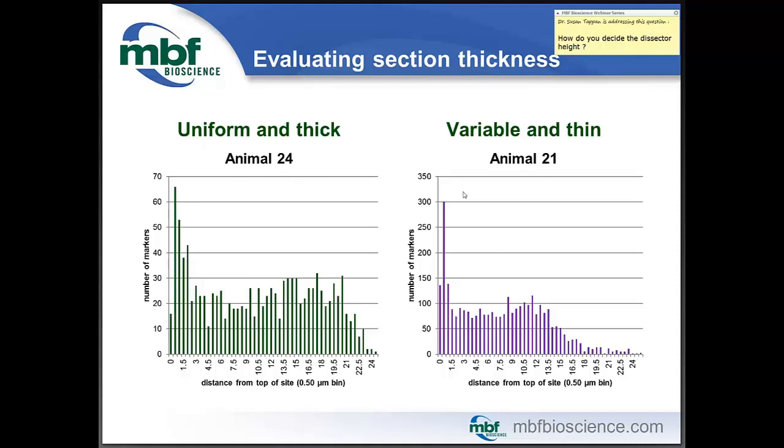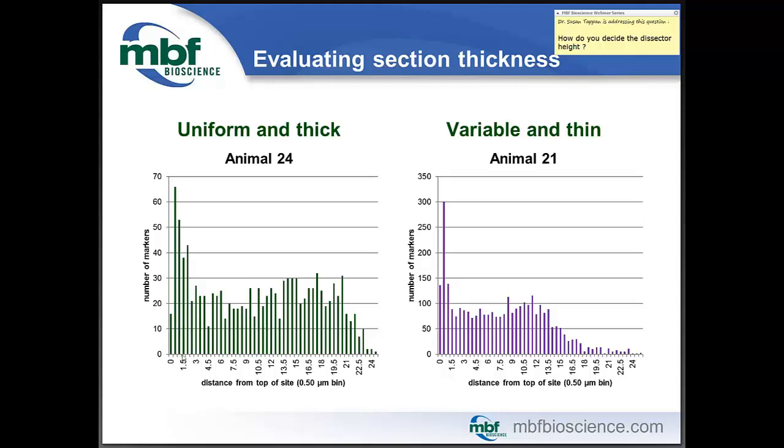And so what we're doing is we're actually plotting the cell tops through the entire section thickness for the animals in the pilot study. And so what you can do then is you get this great graph that shows you not only how uniform and thick your section thickness is, but also how to determine your dissector height and guard zones. So we use this to look at the distribution of objects through your section thickness.